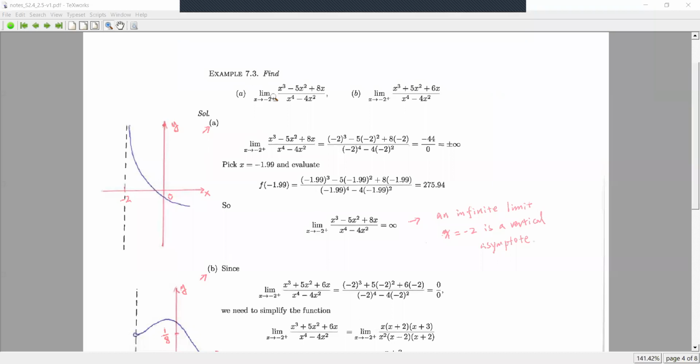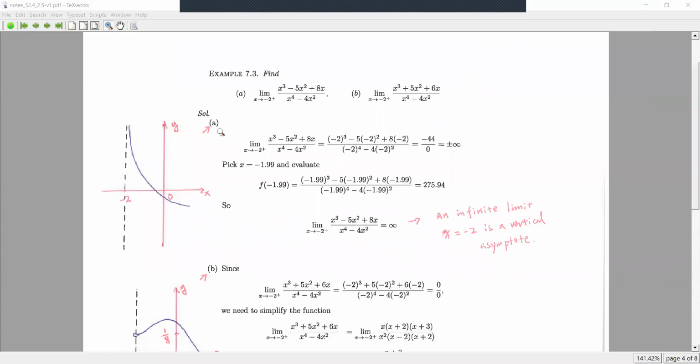Example 3. Find these two limits. The functions in the limit are similar, but different. Here is minus, and here is plus. Here the coefficient is 8. Here the coefficient is 6. You can use tables to find the limits, but I prefer to use direct substitution.